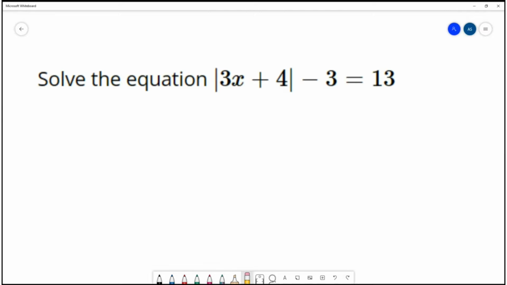Now, with an absolute value equation, you have 2 scenarios that you want to break your equation down into. However, before you do that, you need to make sure that you isolate the absolute value first. So I'm going to add 3 to both sides, so that the absolute value is the only thing on one side. Then we have on the right-hand side 13 plus 3, which is 16.